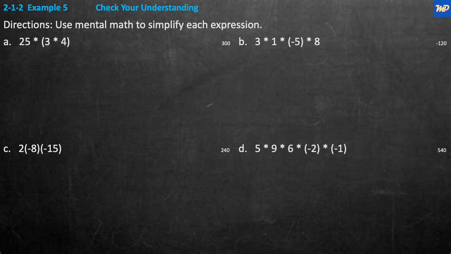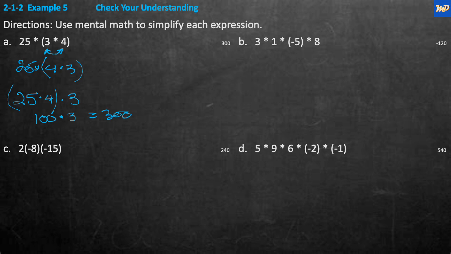Or we could say, well, maybe we could shift the numbers around a little bit. What if we switched the positions of the 3 and the 4? We'd have 25 times 4 times 3. Now, if we regroup it, 25 times 4 grouped, times the 3, 25 times 4 is 100, times 3 is equal to 300. So that little grouping was kind of convenient. It made it quick, you could see it.